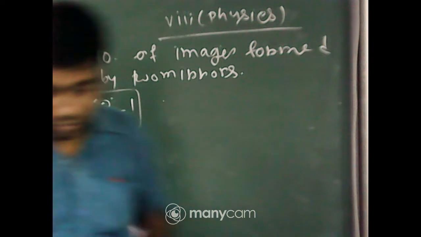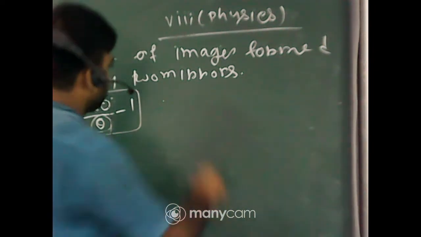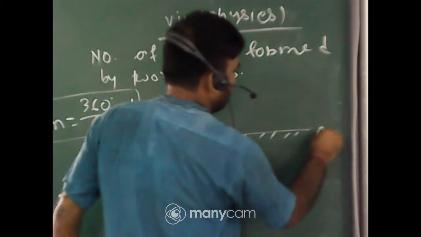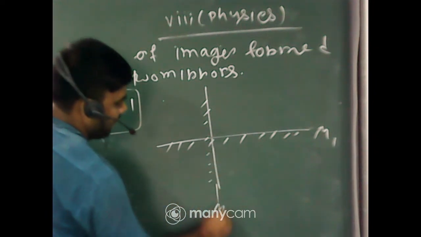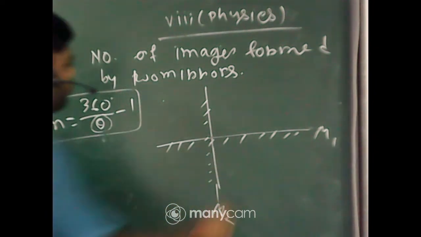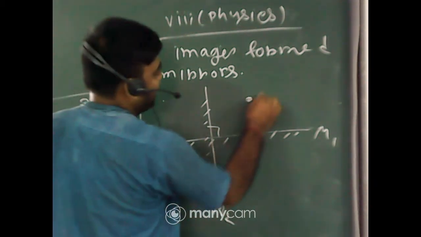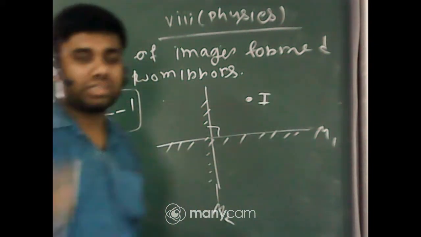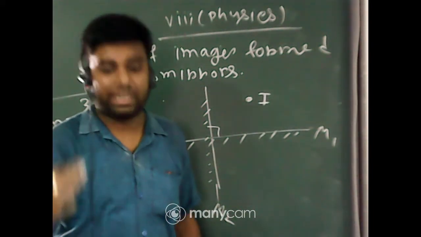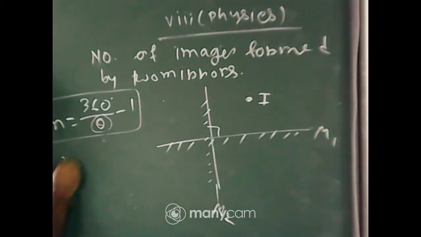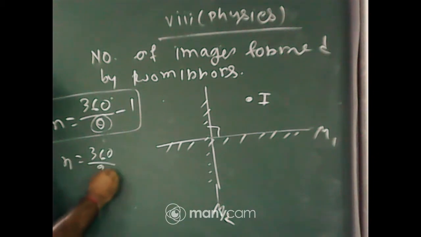For an example, look at the board, everyone. 2 mirrors, that is M1 and M2. The 2 mirrors are fixed at 90 degree. So one object is here, that is I. How many images will you get? Can you tell me? 3. Okay, because we know that n equal to 360 degree by theta, that is 90, minus 1. There is 4 minus 1, 3. It is very easy by calculation.